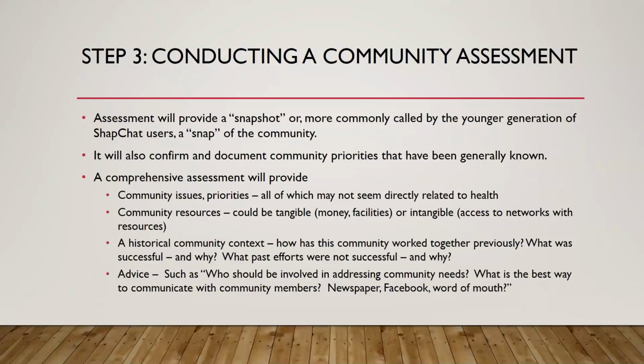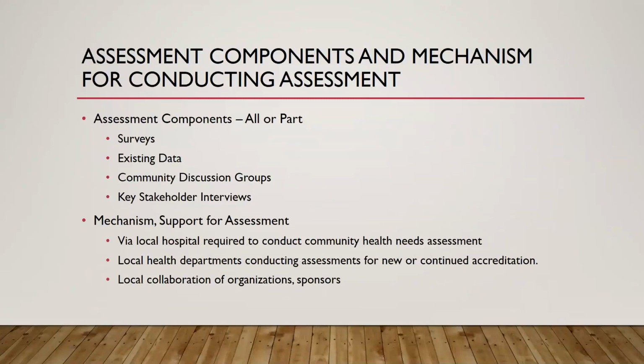You want to know who should be involved in addressing these types of community needs. What is the best way to communicate with community members throughout this process? Again, our assessment components that we use here generally include surveys, existing data, maybe from the Census Bureau. We will look at demographic data, maybe from the CDC, Centers for Disease Control and Prevention. We'll look at chronic disease data. We'll also have community discussion groups that range from anywhere from 10 to 20 folks to talk about several different community issues. Key stakeholder interviews, particularly with key leaders. We will conduct those as well.